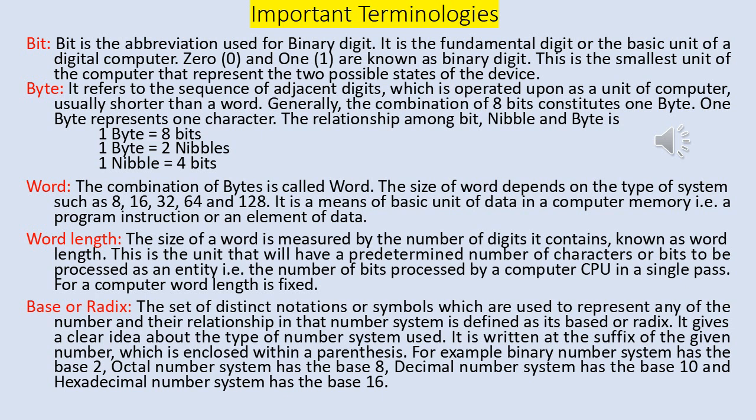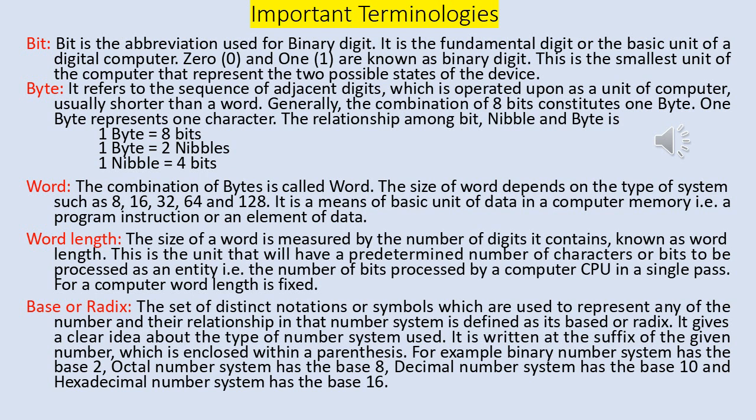Then we will discuss word. The combination of bytes is called a word. The size of a word depends on the type of system, such as 8, 16, 32, 64 and 128. It is the basic unit of data in a computer memory, that is a program instruction or an element of data. Then word length.